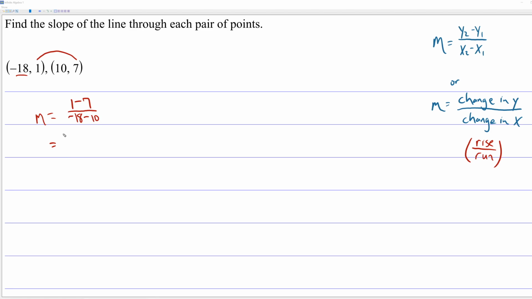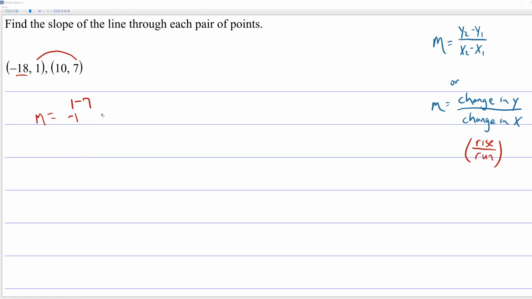And now we just have an arithmetic problem. So 1 minus 7, that's negative 6. Negative 18 minus 10, that's negative 28. And now reduce your fraction. So negative divided by negative is positive, and it looks like the greatest common factor between these two numbers is a 2. 6 divided by 2 is 3. 28 divided by 2 is 14. So the slope of this line is 3 over 14. So pause the video if you want to look at that.